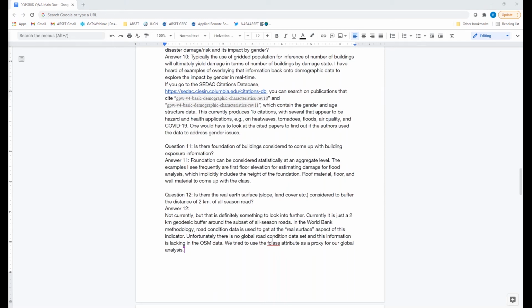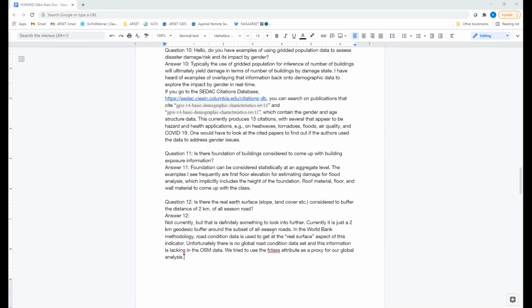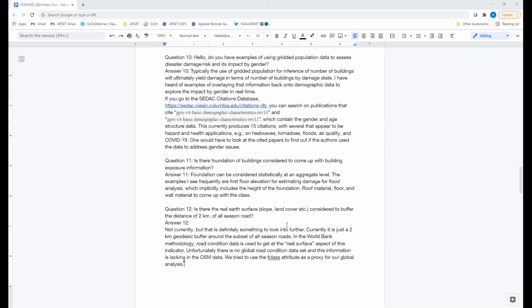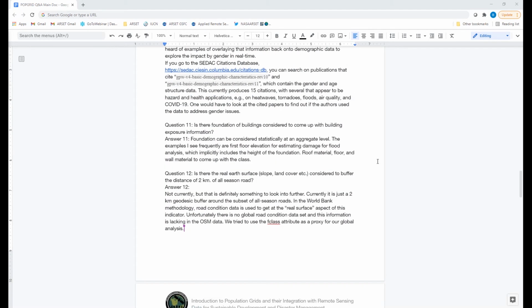And question 12. Is the real Earth surface, slope, or land cover considered for the buffer distance of 2 kilometers of all season roads? And it looks like this is for you, Linda and James.